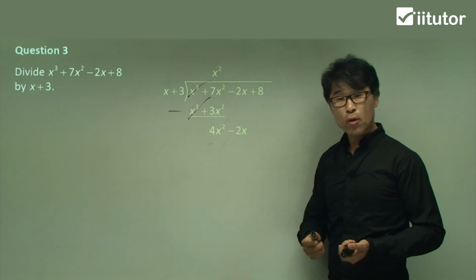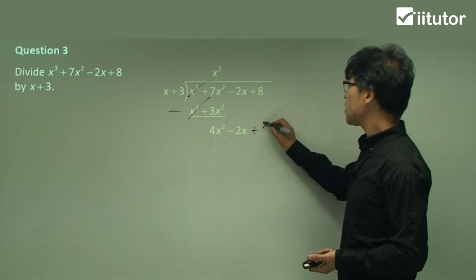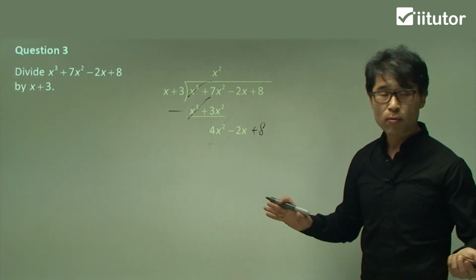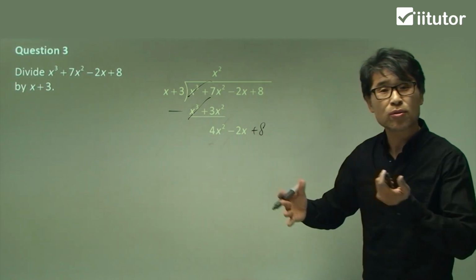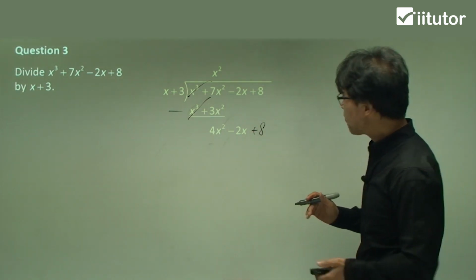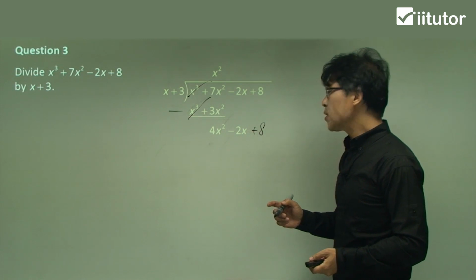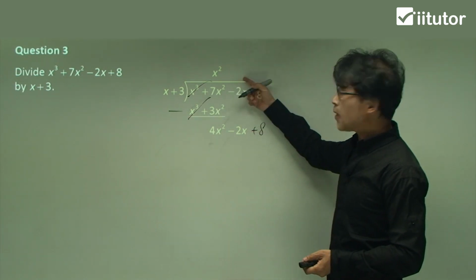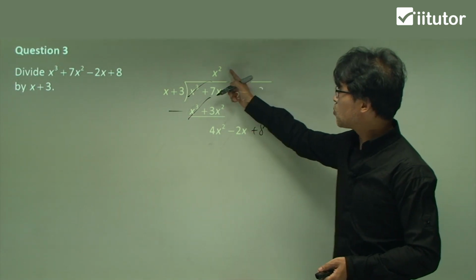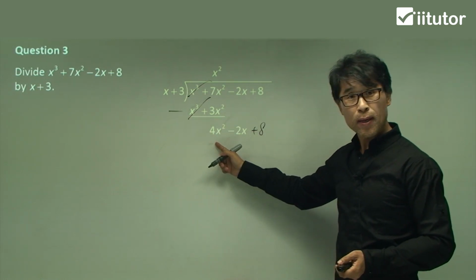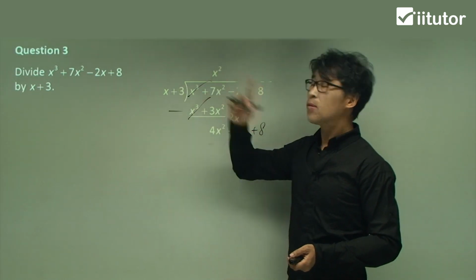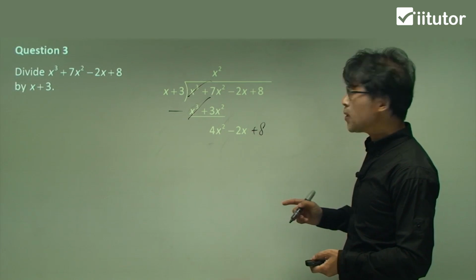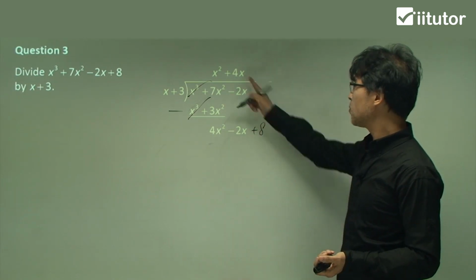Well, you're quite okay to write plus 8 here. That's completely fine. It doesn't really matter, but I try to save my writing. That's all. Okay, and then what is the next step? So this next term should produce 4x squared by multiplying x. So what do you think? It should be 4x. It must be 4x here.